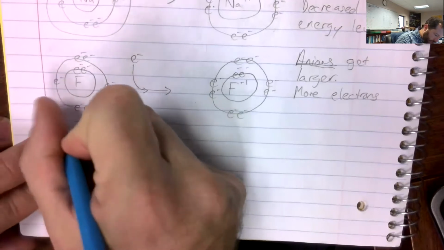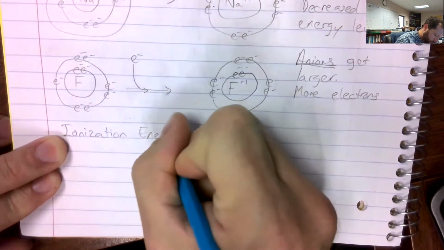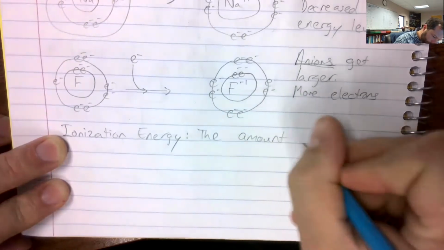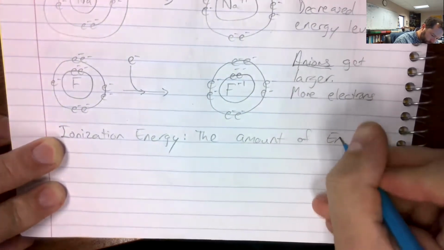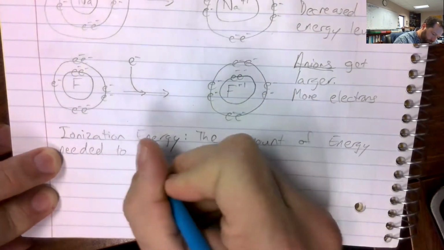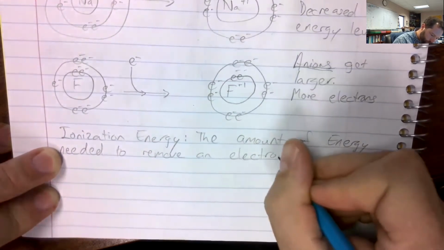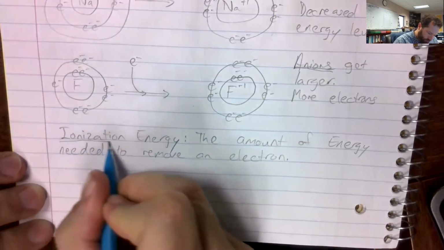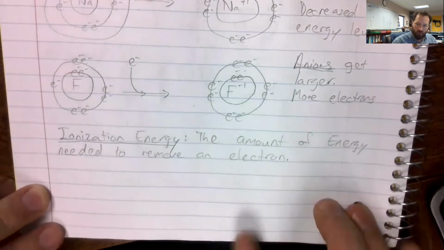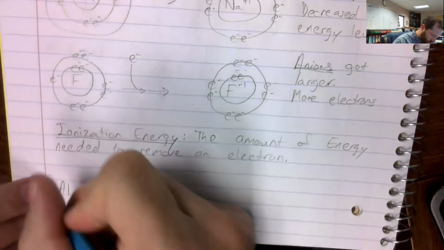So two different things can happen there. All right, next up, we're going to look at ionization energy. And ionization energy is the amount of energy that's needed to remove an electron from an atom. So I'm going to take a look at aluminum. And actually, I'm going to take a look at several ionization energies. So here's aluminum.